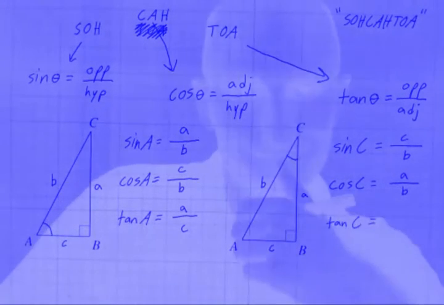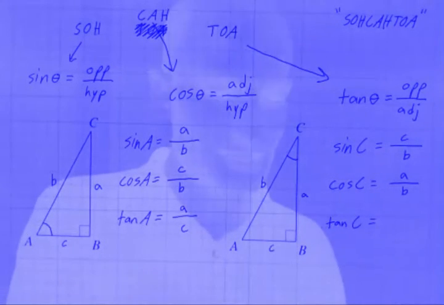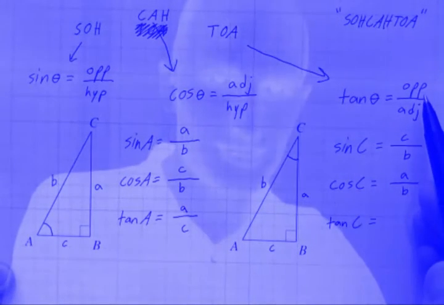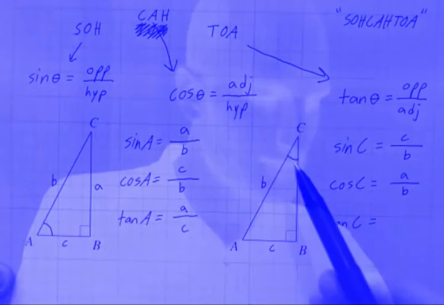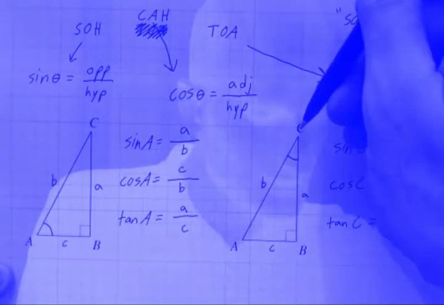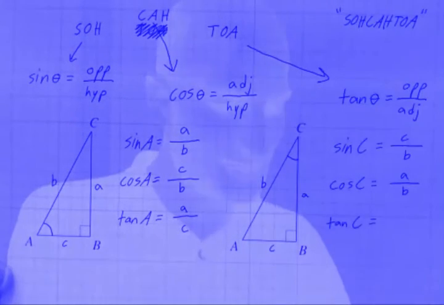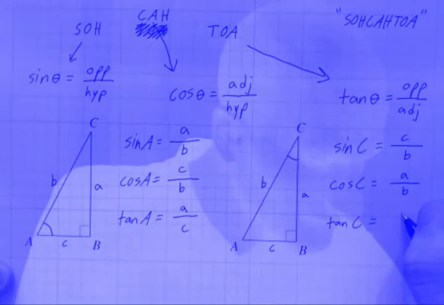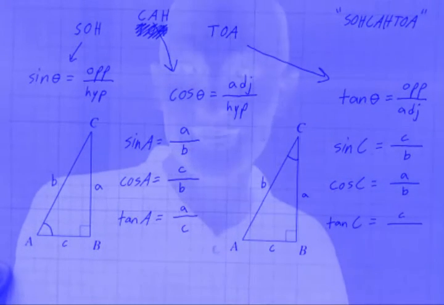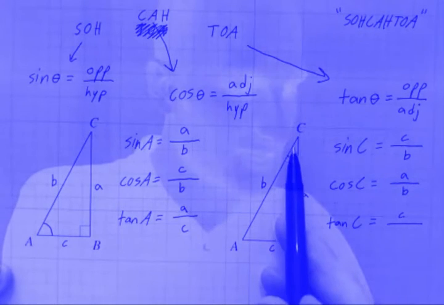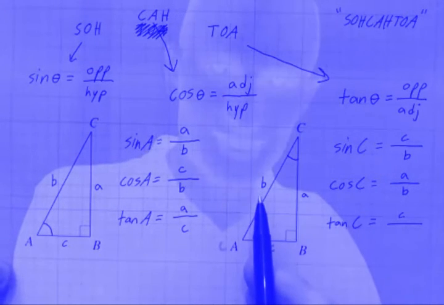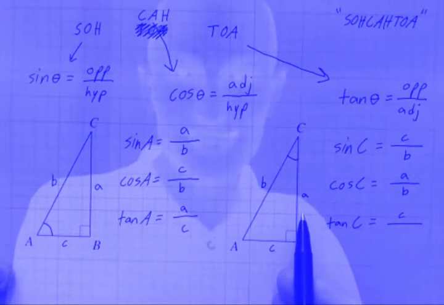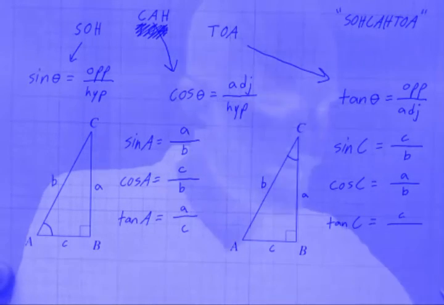Now, last one, tangent of C. Tangent is opposite over adjacent. Okay, so here's C. Opposite C is the side that's not touching the angle C, so little c. Opposite over adjacent, we just talked about. We know that here's angle C. The hypotenuse is right here, so that means the adjacent is the side that's touching it that's not the hypotenuse, so little a.